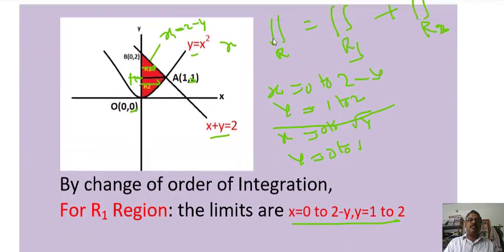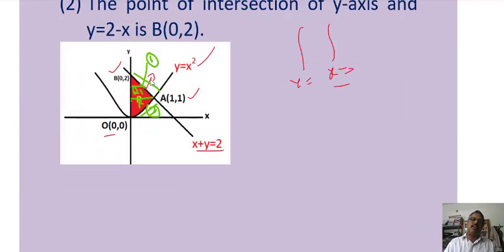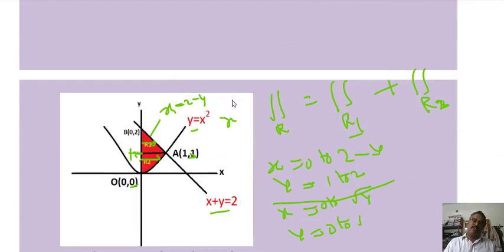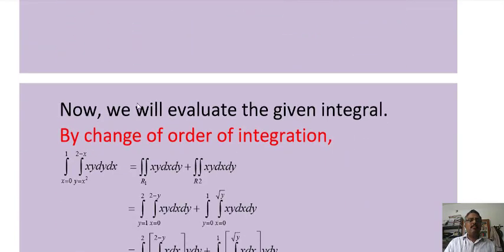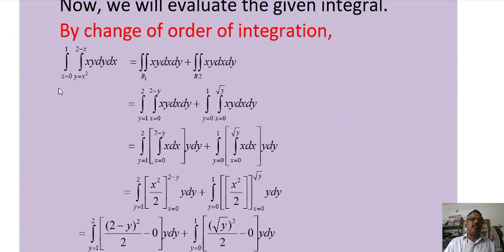So the first step is the identification of the region, then finding the limits for change of order of integration, then the change of the order of integration. Now this is the given problem: x is 0 to 1, y equals x square to 2 minus x, of xy dy dx. Now this is divided into two regions, the R1 region and also the R2 region.